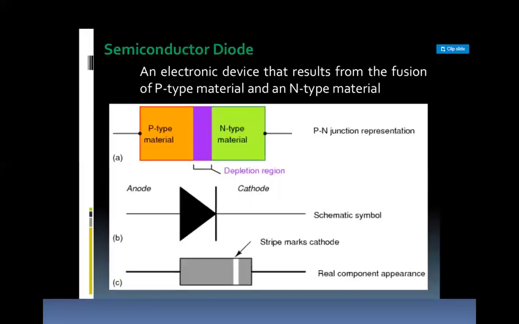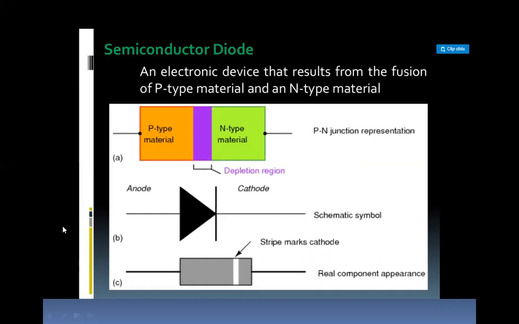What will happen when p-type material is added to n-type material? Let us understand that. Here you can see the electronic device that results from the fusion of p-type material and n-type material. This is p-type, and this is n-type. We have taken 2 different shades so that we can easily understand. This is a p-n junction representation, and in between these 2 materials we can see a different colored layer. This is called a depletion layer or depletion region. How it forms, we will understand in the next slide.